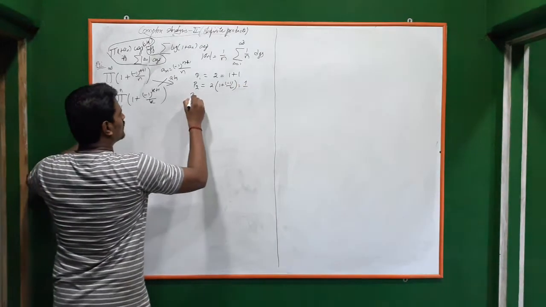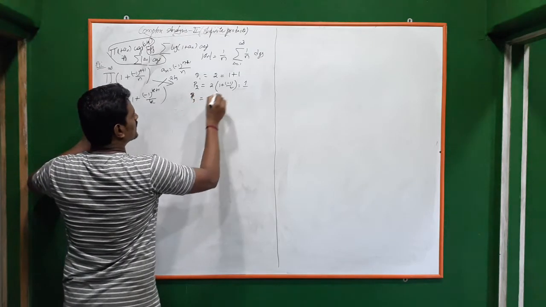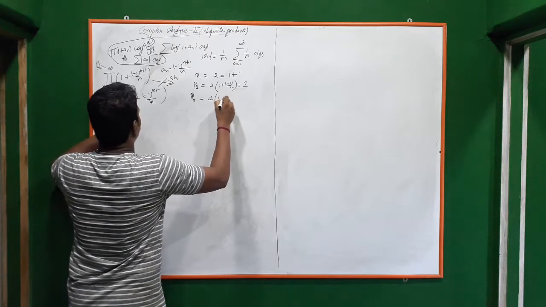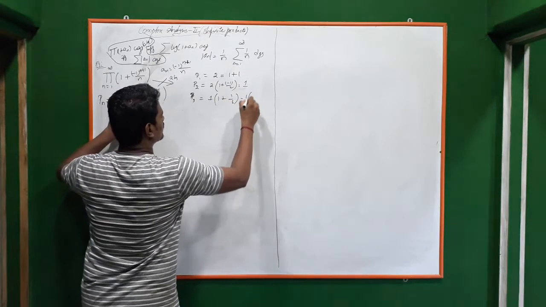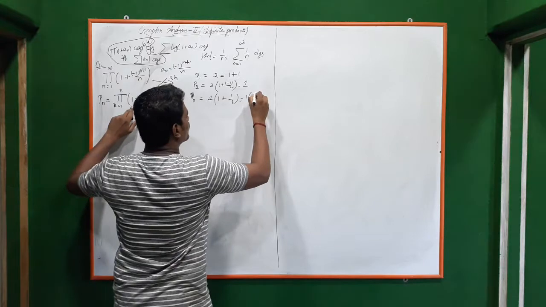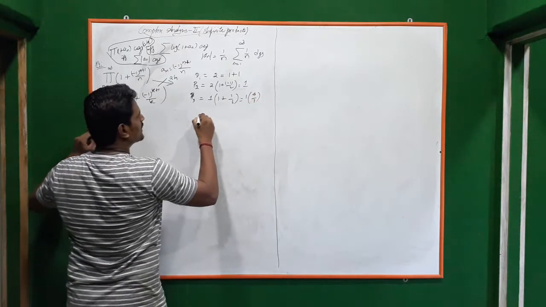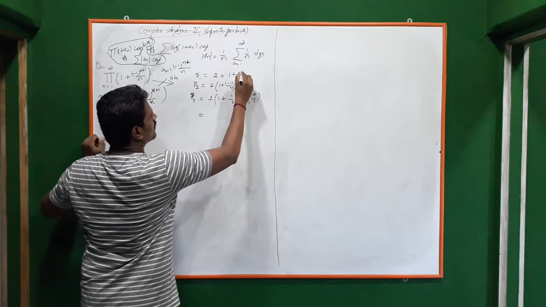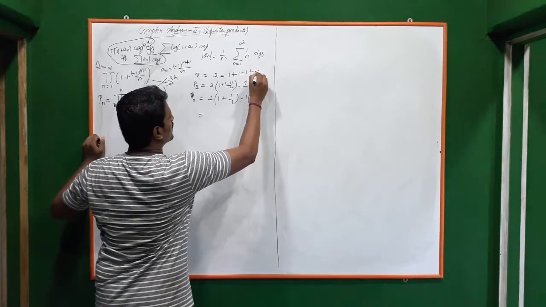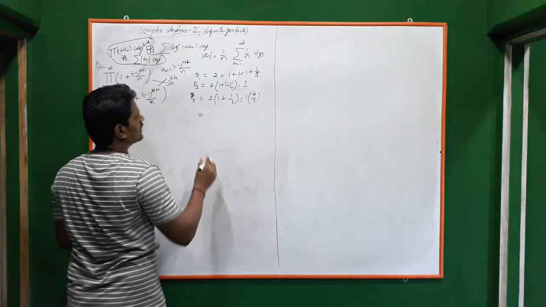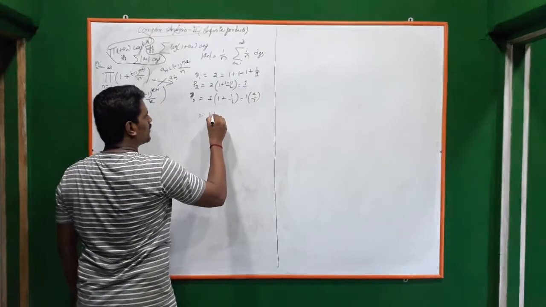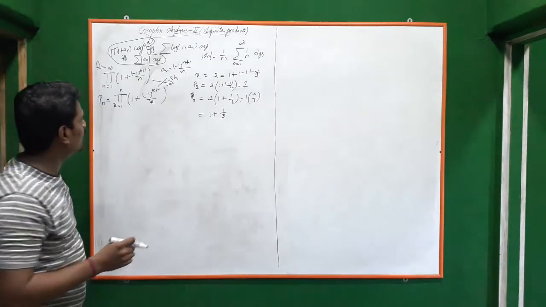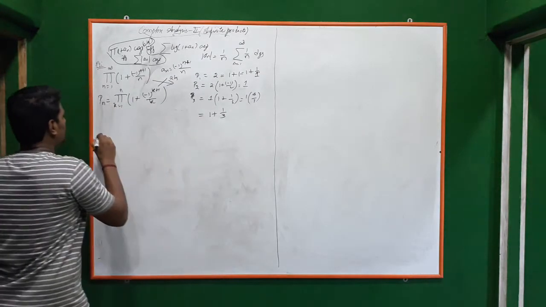So P3 is also the same thing. This 1 into 3 is 1 plus 1 by 3, which is 4 by 3. Okay, 4 by 3 we can write as 1 plus 1 by 3. So like that we can move on.